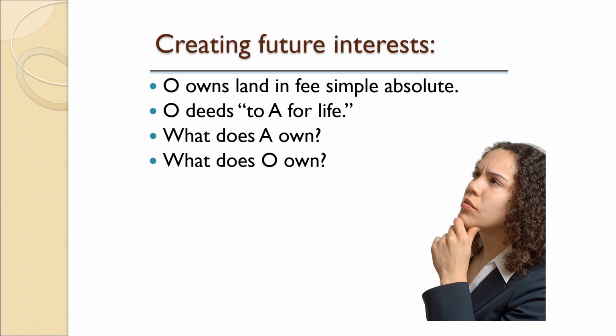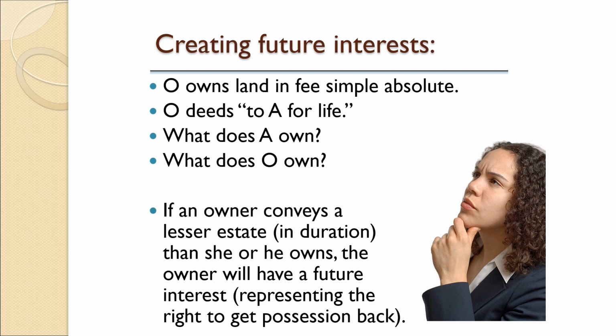However, we haven't said yet what O owns. The answer is that when A dies, A's life estate will come to an end, and because O hasn't given any future interest to anybody else, O has a future interest. So if an owner conveys a lesser estate in duration than he or she owns, the owner will have a future interest representing the right to get possession back again.